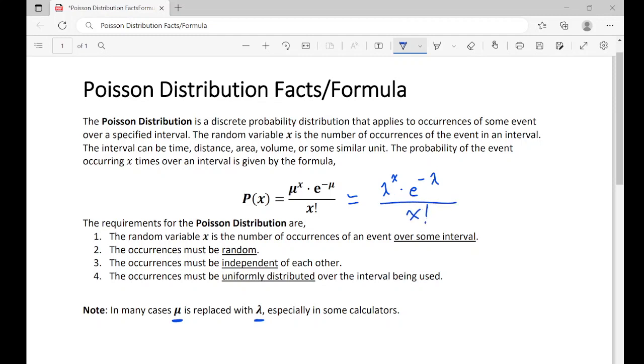So if you see mu, it's the same thing as lambda, and if you see lambda, it's the same thing as mu. They're interchangeable. But in a lot of calculators, they use lambda instead. So be mindful of that when you're dealing with a Poisson. If you have mu and want to know what lambda is, they're the exact same thing. So don't get confused on that part.